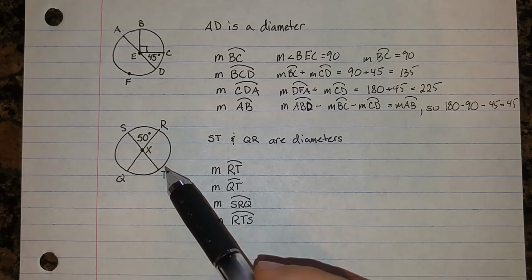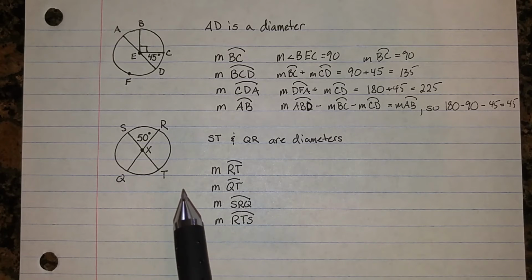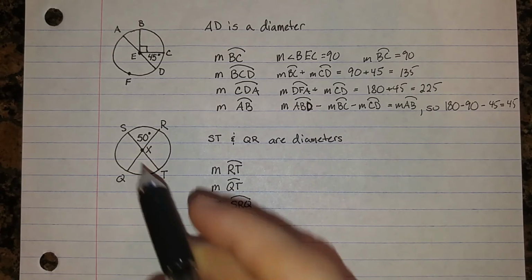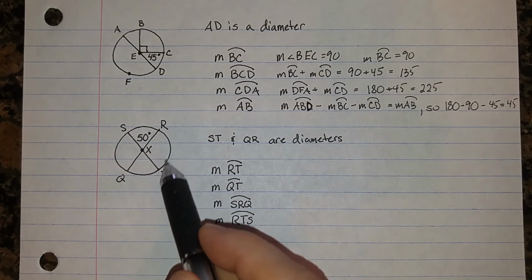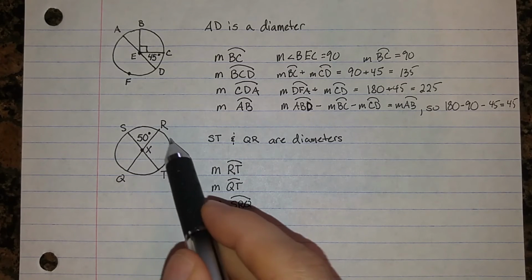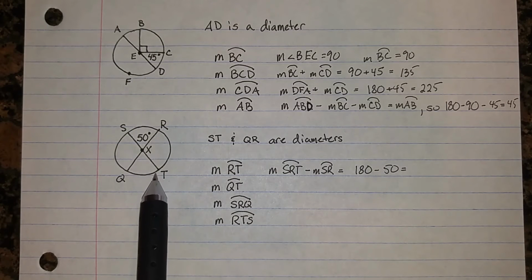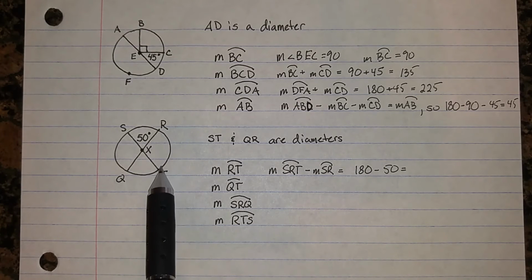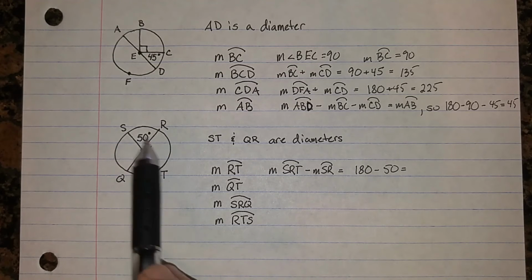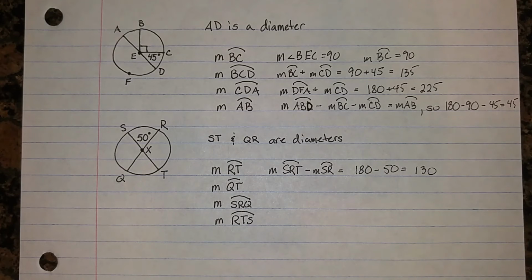Okay, so in this problem right here, which is like the bottom half of the worksheet that I gave you, and you'll see questions on the quiz like this as well, ST and QR are diameters. So first thing that I'm asking you to find is RT. Well, if ST is a diameter, that means that this is a semicircle. That means that SRT is 180 degrees, and 180 minus 50 is going to equal this bit right here. So the measurement of SRT, this semicircle, minus SR is going to equal that remaining part. If this is 180, subtract the 50, and when you do that, you get 130. And that's the measurement of RT.